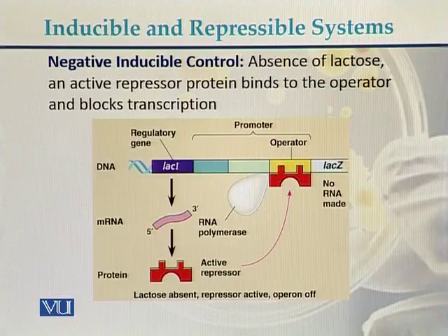Here is the example of a negative inducible control, that is, in the absence of lactose. If lactose is absent, then the repressor is active and the operon is off, so there will be no production of messenger RNA. Since there is no lactose, the repressor is active and will repress the expression of the gene, and so there will be no production of messenger RNA.